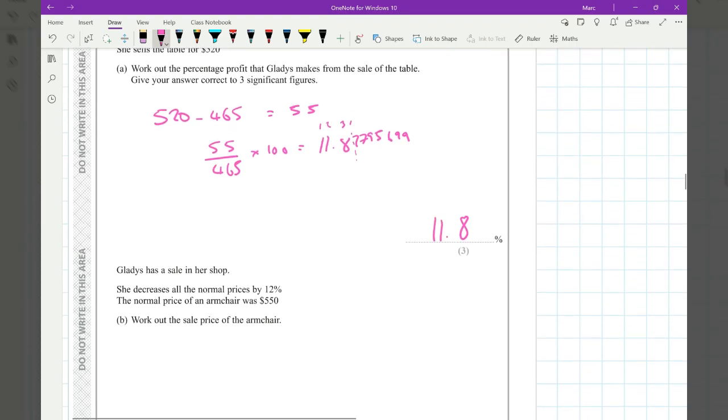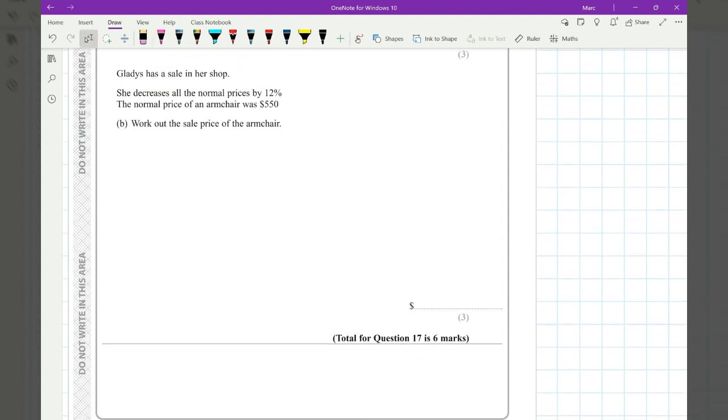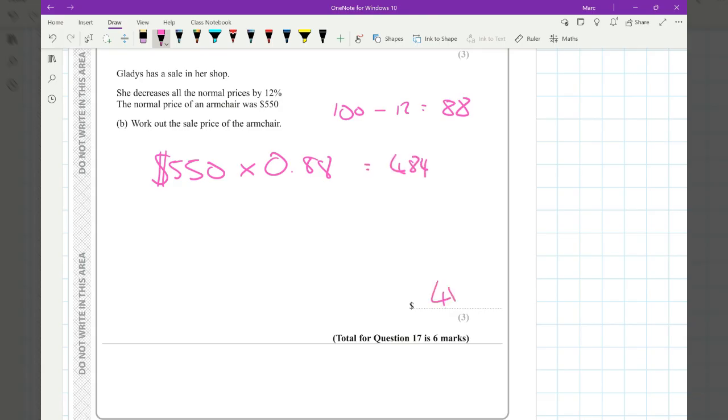Okay, scrolling down. Gladys has a sale in her shop. She decreases all the normal prices by 12%. The normal price of an armchair was $5.50. We're going to multiply by, let's work that out, 100%, take away 12% is 88%. So we're going to multiply by 0.88. And that gives us 4.84.